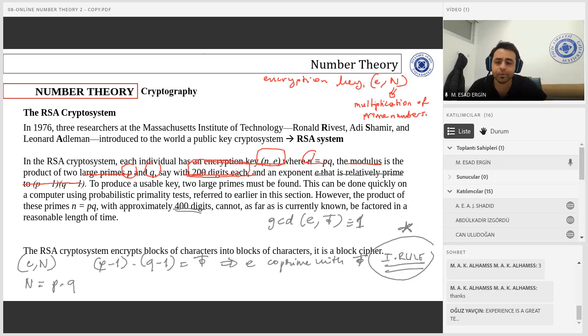Also, the RSA crypto system encrypts blocks of characters into blocks of characters. It is a block cipher actually, but let me explain it. Let me say, for example, you want to say "love you much". Now in the RSA crypto system, for example, what is L? Quickly, L is 12.